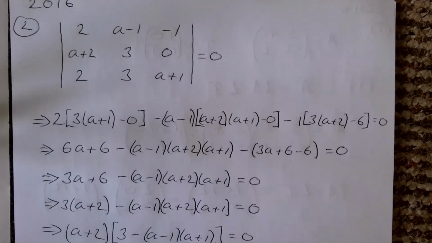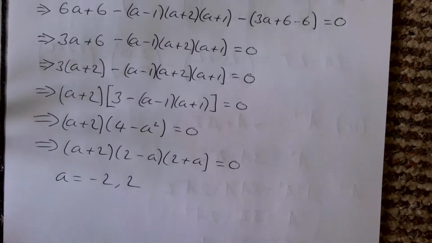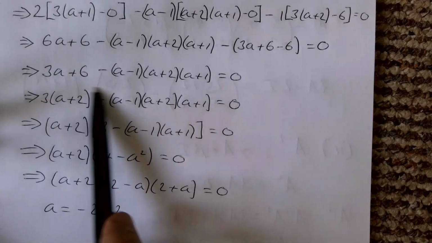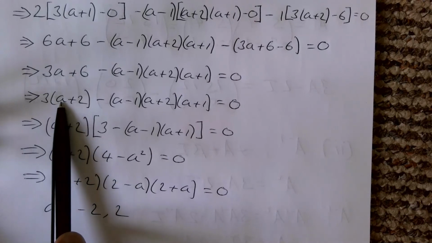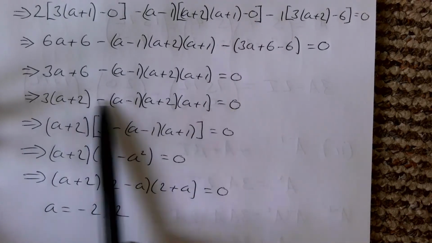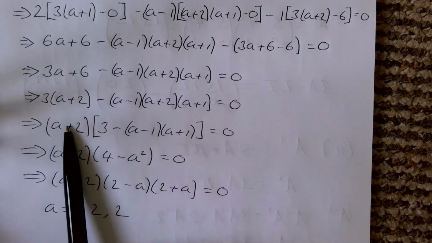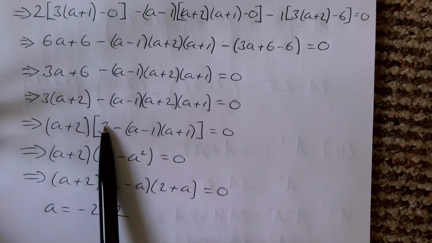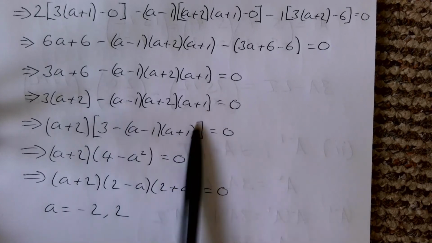This is the wee trick to it. Again, take a wee look at this, hopefully it'll make sense. Take out the 3, and 3 upon (a + 2) minus (a - 1)(a + 2)(a + 1), and you have a common factor there of (a + 2), so we can take that out the front. So it's 3 coming from here minus the (a - 1)(a + 1).